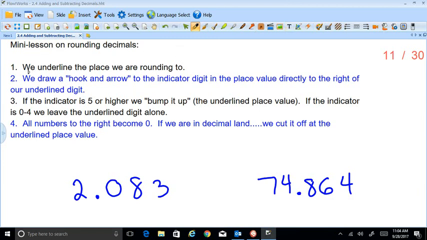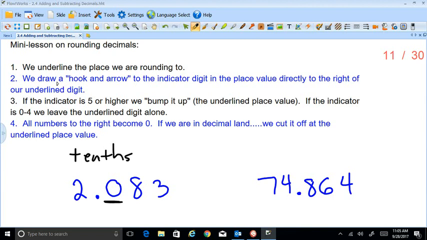Step one, underline the place we are rounding to. So, for example, look at down here, 2.083. If I ask you to round this number to the nearest tenths place, we need to underline the digit that is in the tenths location, which is the first digit to the right of the decimal. We want to always underline the place we are rounding to. Okay, that's step one. Always underline the place value that you are going to round to.